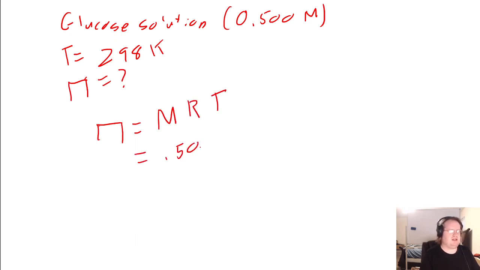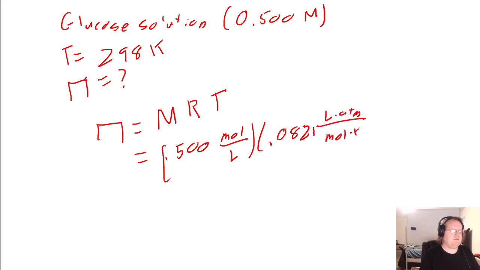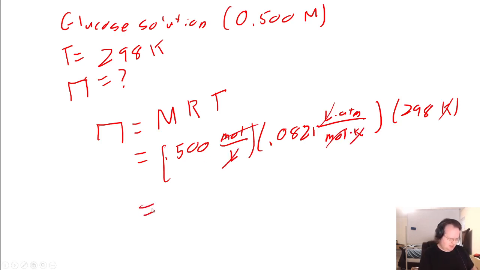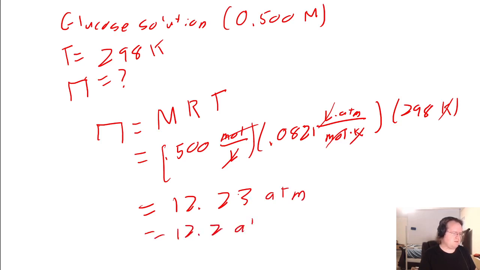This one is literally just plugging these things in. Molarity, I'm going to write as moles per liter to show you the units work out. Then R is 0.0821 liters times atmospheres per mole Kelvin. And then finally we have temperature, 298 Kelvin. So the Kelvins cancel, moles are on top and bottom, liters are on top and bottom, those cancel. Now we can do the math, and this looks like it's probably a pretty reasonable answer. Okay, that's a lot, actually, but that's okay. We made a pretty concentrated solution. 12.23 atmospheres, or we really have 3 sig figs, so 12.2 atmospheres. That's a pretty high osmotic pressure.